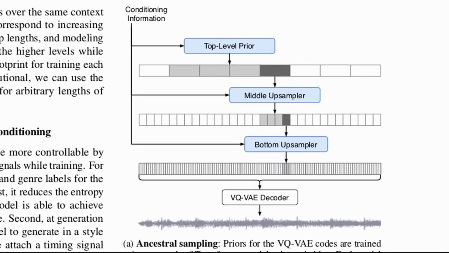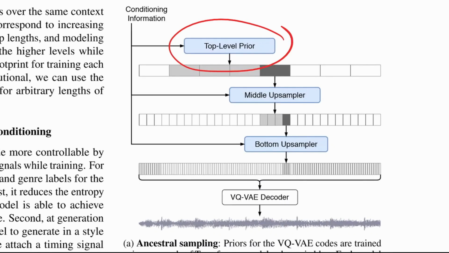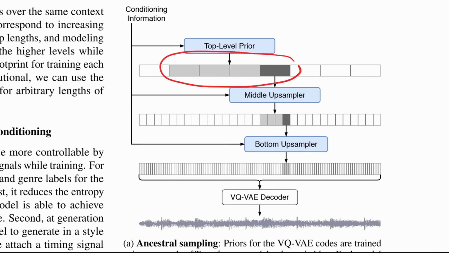So we'll start with the top level prior, right? That will produce us, these transformers will give us a sequence of tokens in the hidden space that is very coarse, as you can see here. And then we'll feed that into an upsampler.